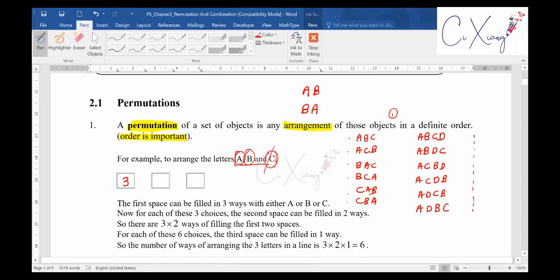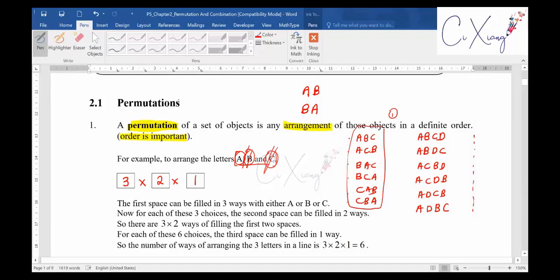Let's say you already put in one of the letters, so 2 letters remaining, and you want to put it into the second box or second space. Therefore, only 2 letters are available now, and after that, you have 1. So they realize that when you multiply everything together here, it is 3 times 2 times 1, which tallies with the result that I did out just now.